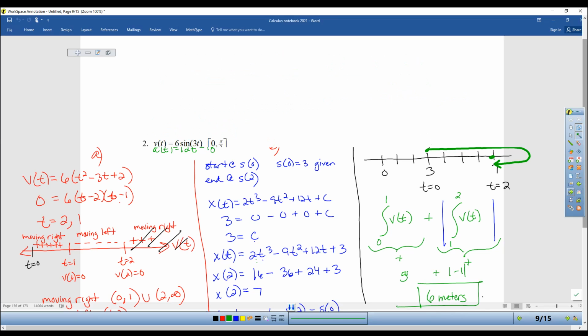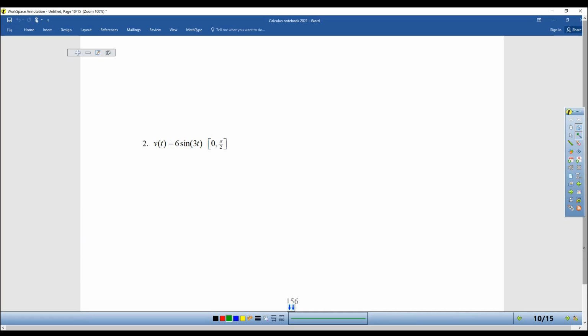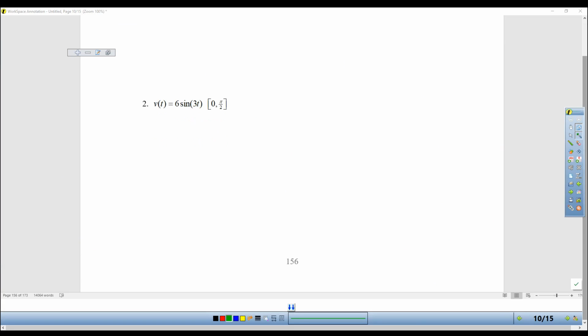Okay, let's try another one of those. Ooh, this time we got a trig function. Always makes it harder, but we're going to set it up the same way. By the way, you can't see the directions on the screen anymore, but the s of 0 being equal to 3, notice that applied to all problems. That's in the main directions.